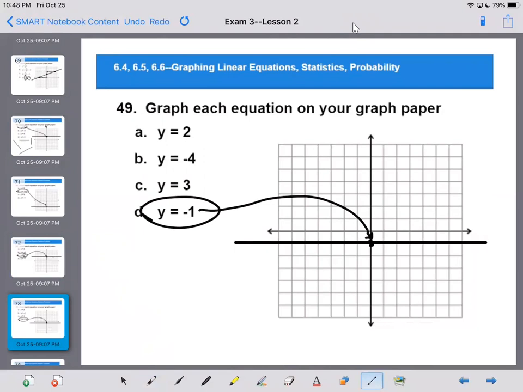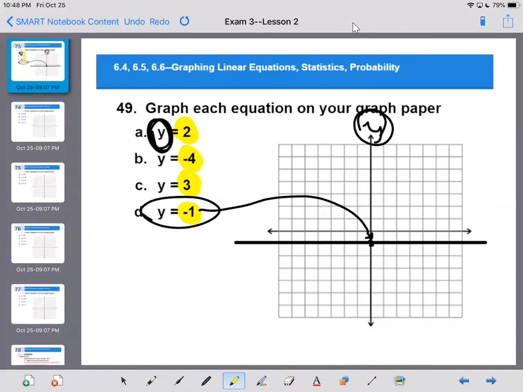So some things to think about here. You see the y equals. You're thinking the y-axis, it has to cross through the y-axis. Where? At the number that it tells you. 2 above 0, -4 below 0, 3 above 0, or -1.